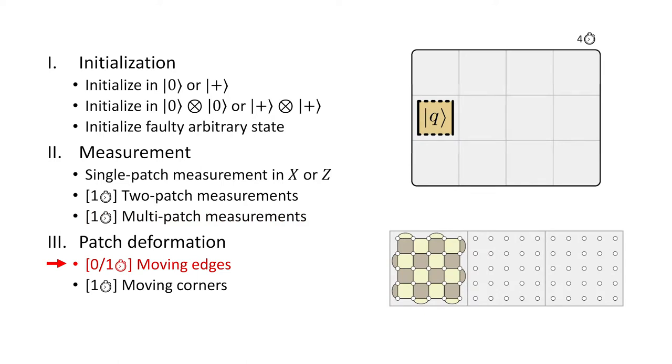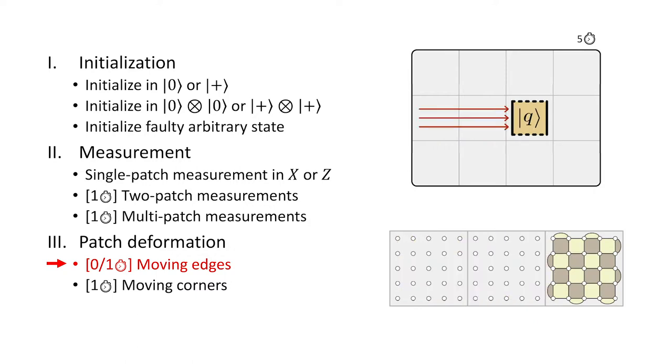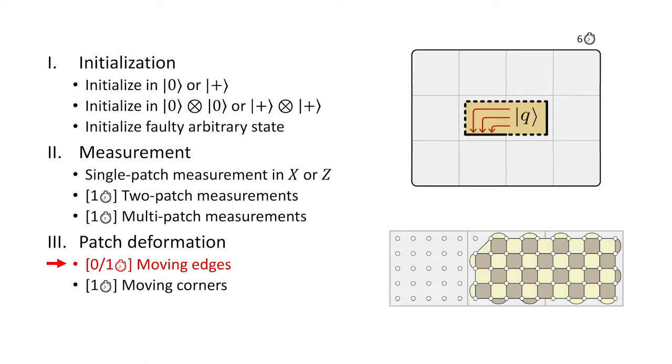The last 2 operations are fairly easy to understand. You can change the shape of patches by moving their edges or corners. If you move the edge of a patch and the patch becomes bigger, then it takes 1 time step because it involves measuring new stabilizers. If it becomes smaller, it takes no time steps because it just corresponds to a bunch of single qubit measurements. You can also move edges around corners like this, and you can also move the corners themselves to change the shape of a patch, which also takes one time step.